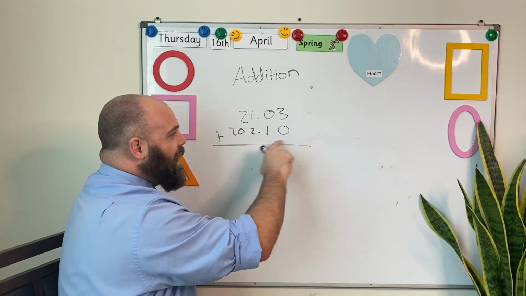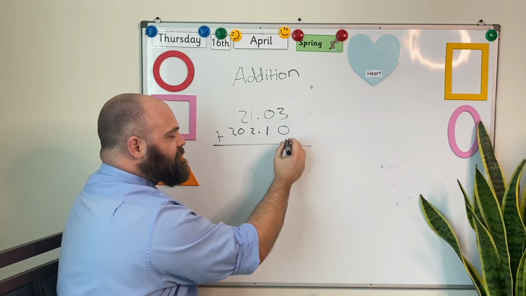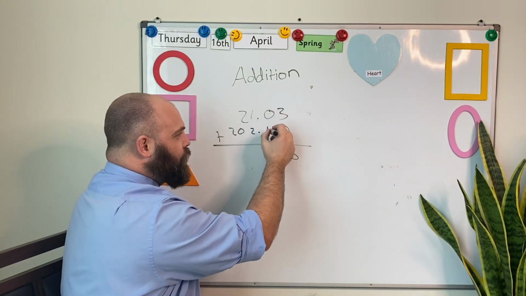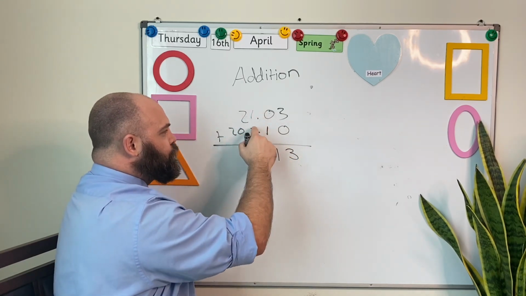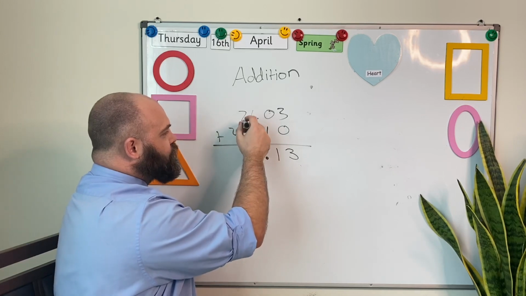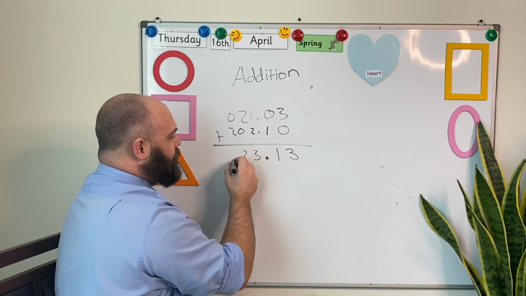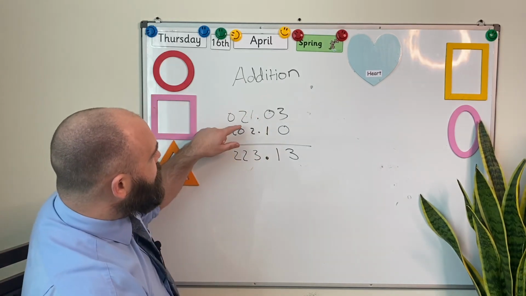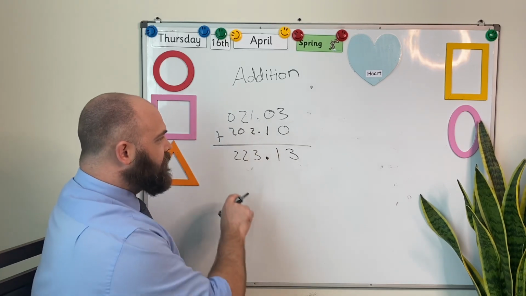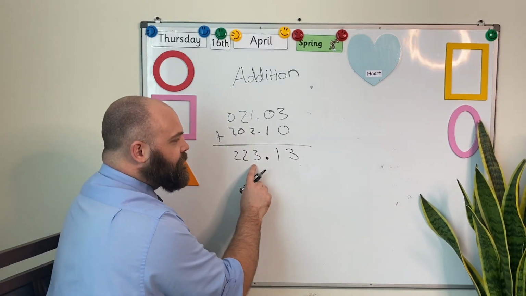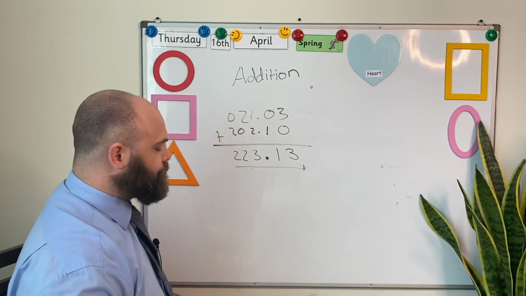So if I added these now, it would be very easy, because my decimals are lined up. 3 plus 0 is 3. 0 plus 1 is 1. I keep my decimal in the same spot. 2 plus 2 is 4... 1 plus 0 is 1... and 2 plus another 0 is 2. So 21 and 3/100ths plus 202 and 1/10 is equal to 223.13. And that is my final answer.